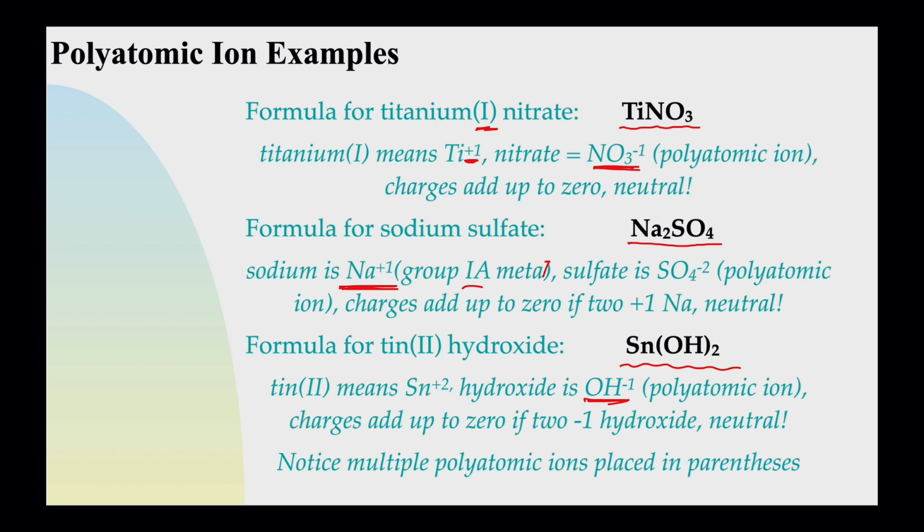If you just wrote SnOH2, it would look like 2 hydrogens but only 1 oxygen. And you do want to have 2 hydroxides here with 2 oxygens and 2 hydrogens. So use parentheses with more than 1 polyatomic ion, but only if there's more than 1. If there's only 1 polyatomic ion, like on the first 2 examples, no parentheses. Only use parentheses if there's more than 1 polyatomic ion.